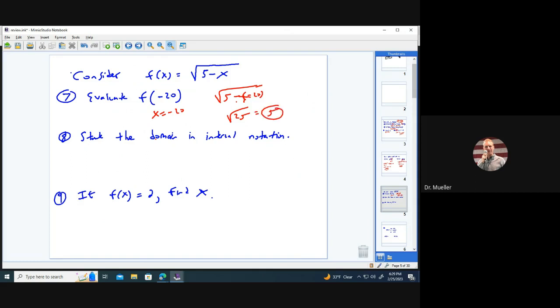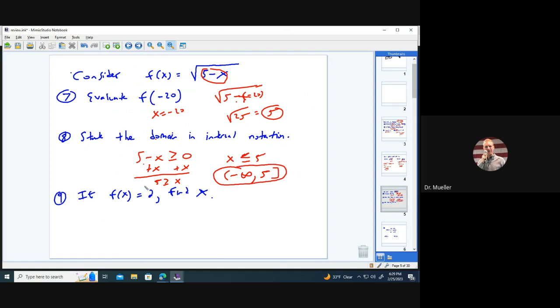Then it says state the domain in interval notation. Well, it's a square root, so what we take the square root of has to be greater than or equal to 0. So we set 5 minus x greater than or equal to 0. We're going to solve for x. Let's just add x to both sides. We get that 5 is greater than or equal to x. So x is less than or equal to 5. But the domain needs to be written in interval notation. So that would be from negative infinity to 5 with a bracket.